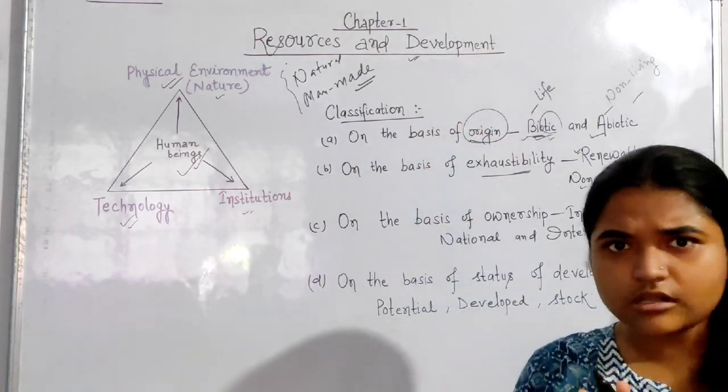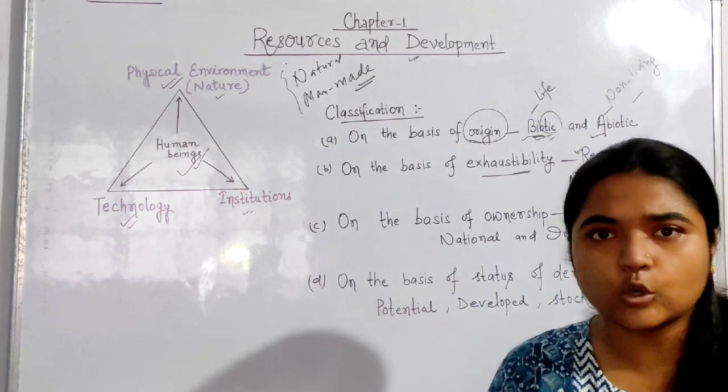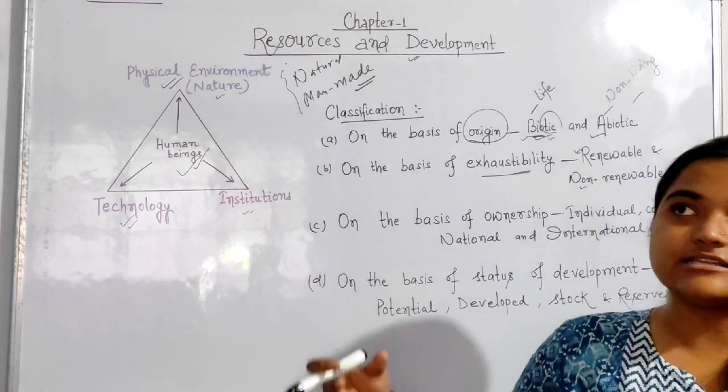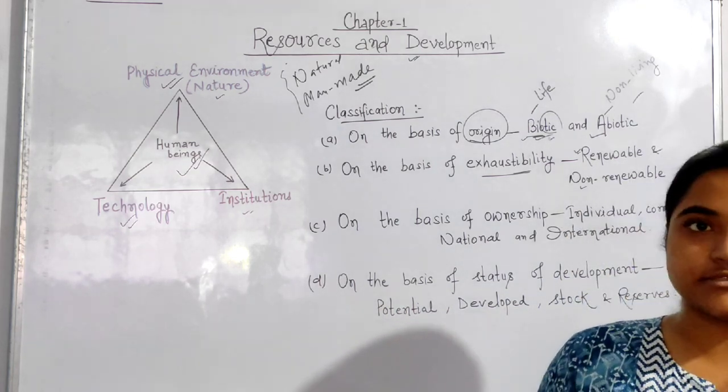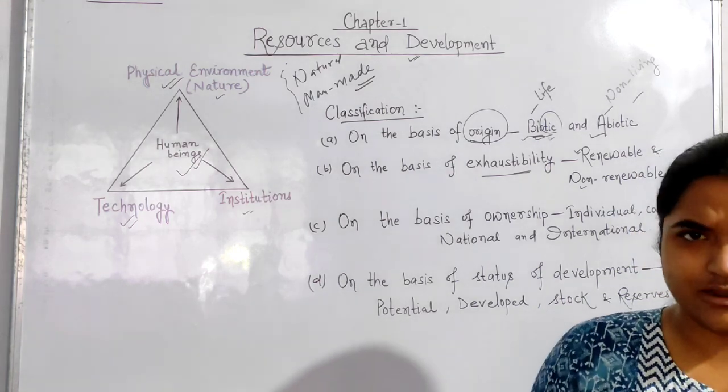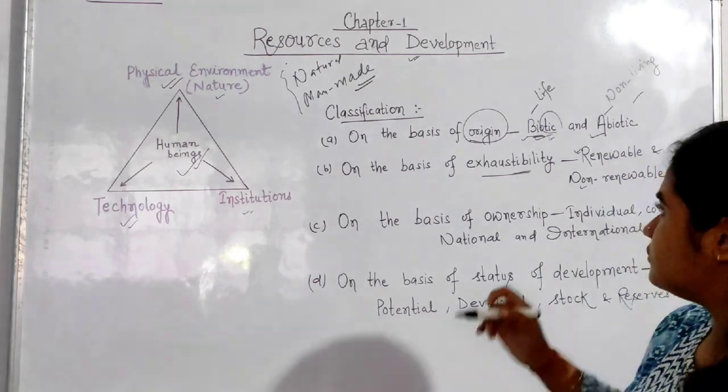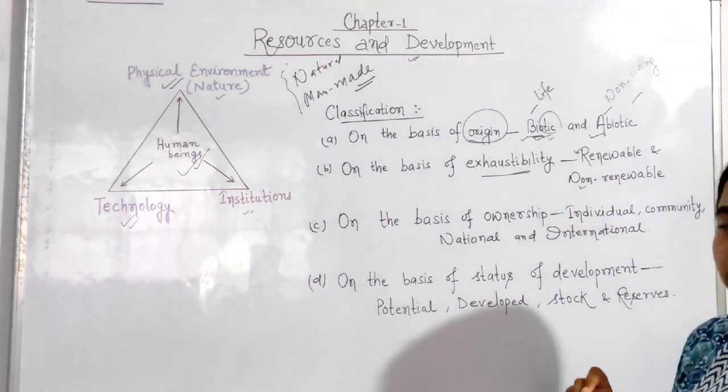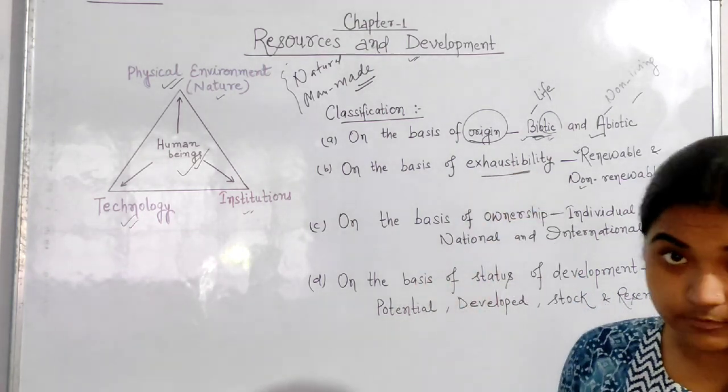For example, coal: whenever we are burning coal, it produces ash, soot particles, etc. But that cannot be used again for anything, right? So this is renewable and non-renewable, that is on the basis of exhaustibility.